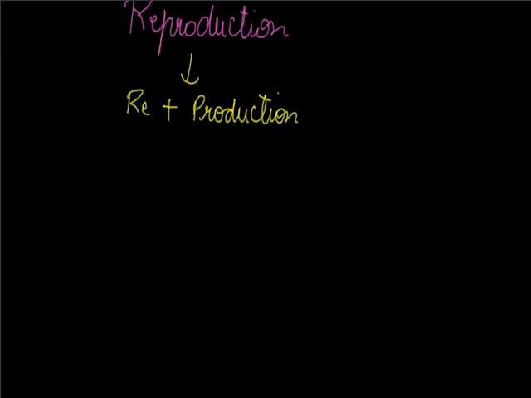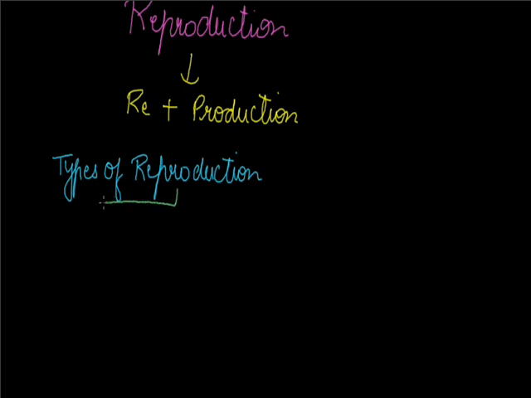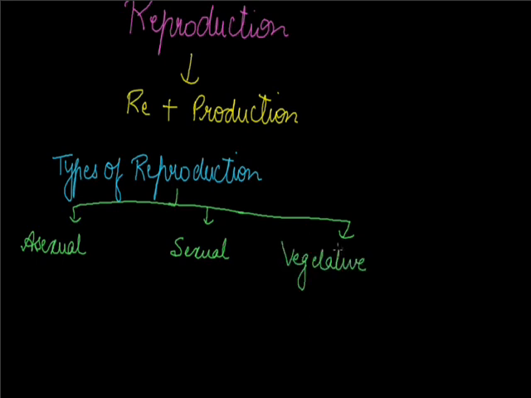Now, when we're dealing with reproduction, reproduction is basically of different types. We have basically divided reproduction into three types. First is asexual reproduction. Second, we are dealing with sexual reproduction. And sometimes we are involved in another category, the vegetative reproduction, or sometimes we include vegetative reproduction in asexual reproduction.